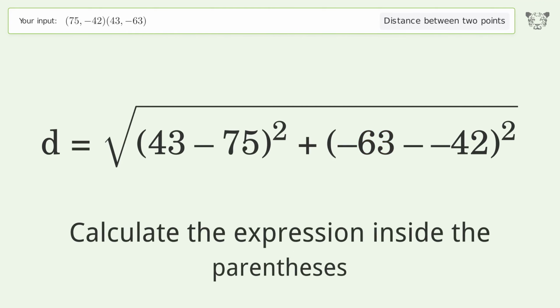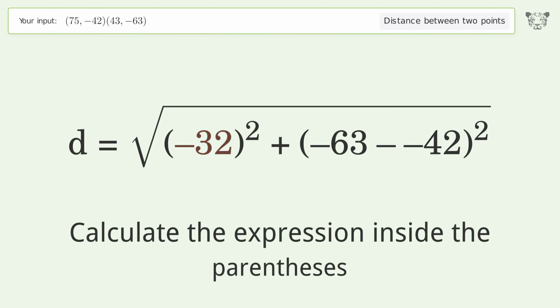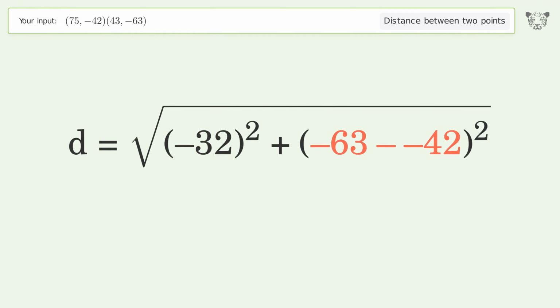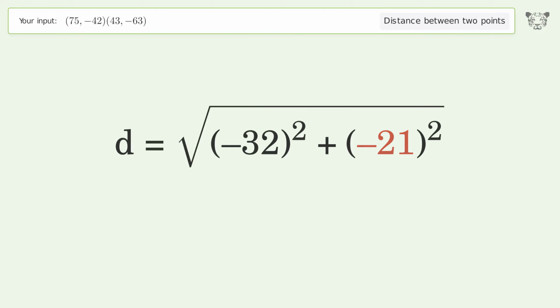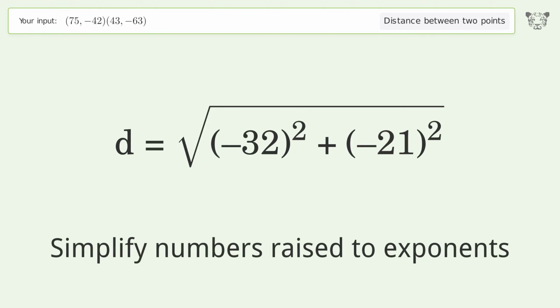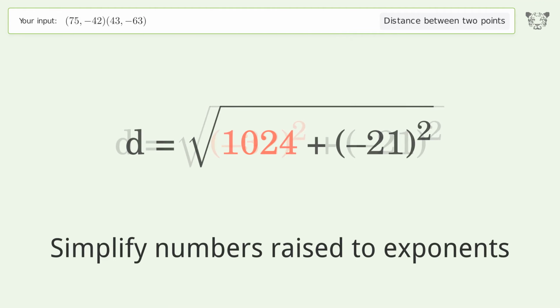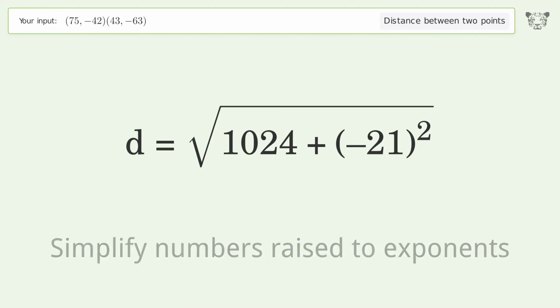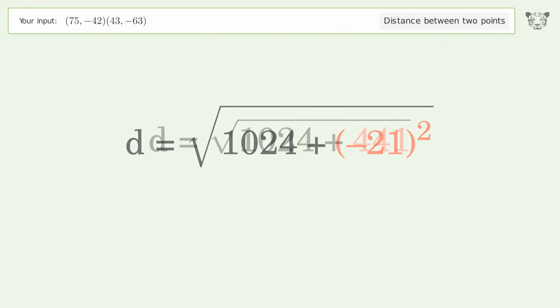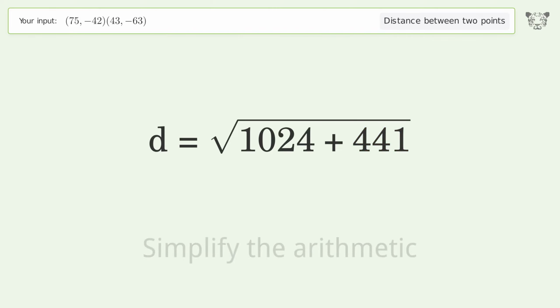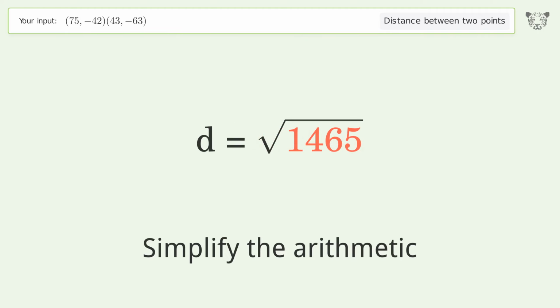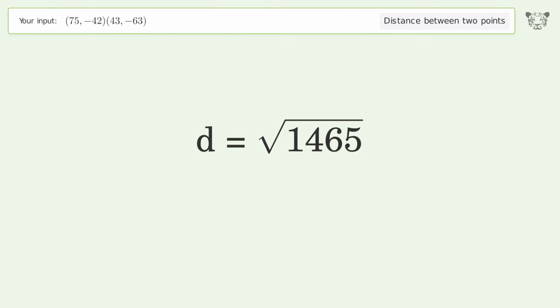Calculate the expression inside the parentheses. Simplify numbers raised to exponents. Simplify the arithmetic. And so the distance between the 2 points is the square root of 1465, or 38.275.